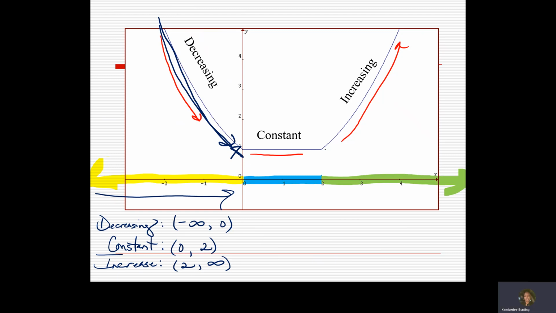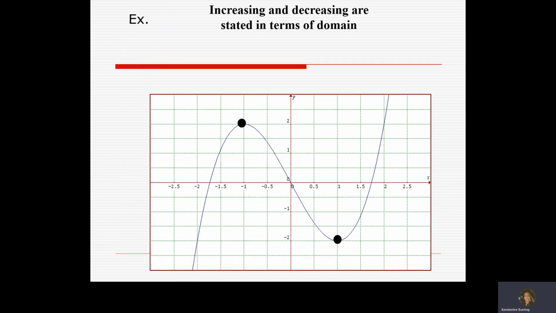Between what values of x is my function constant? Is it not changing at all? Between what values of x is it increasing? Good question. Does that make sense what I'm saying? All right. Let's look at another one.